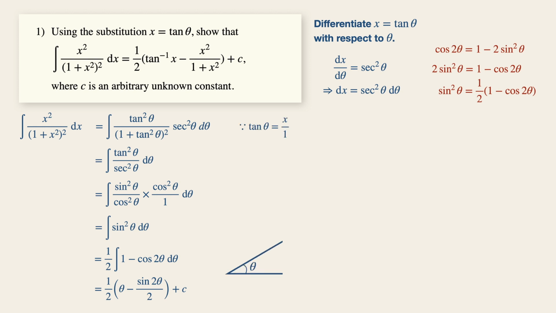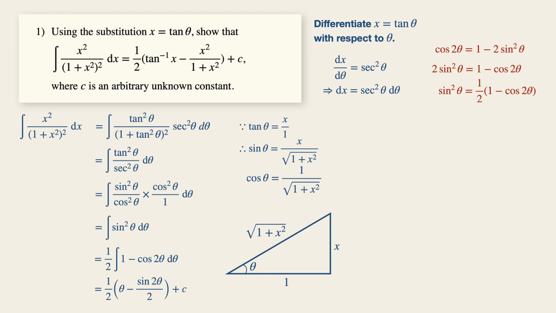Now drawing a quick triangle over here, if x equals tangent theta, it means that the adjacent is 1 and the opposite is x. Therefore, the hypotenuse is square root of 1 plus x squared. So referring to this diagram, sine theta is equal to x over square root of 1 plus x squared, while cosine theta is equal to 1 over square root of 1 plus x squared. Now these are the two vital ingredients that are required for the subsequent step.